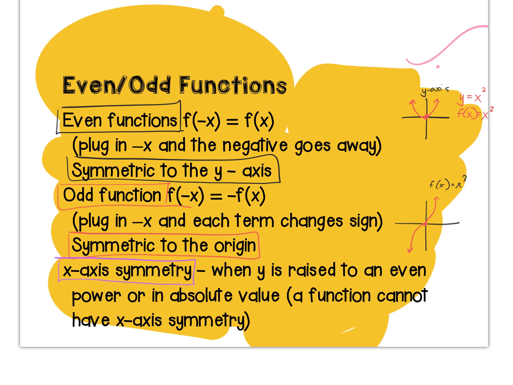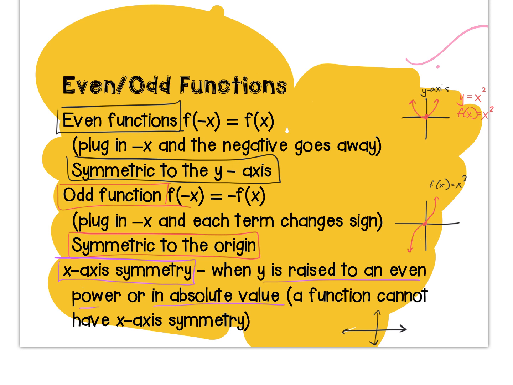Now, we talked about this the other day. When y is raised to an even power or in an absolute value bar, it is symmetric to the x-axis. Now, the problem is that a function cannot have x-axis symmetry, because you can have something that is symmetrical to the x-axis, but it just wouldn't be a function.